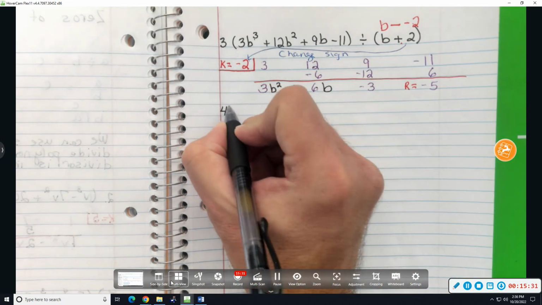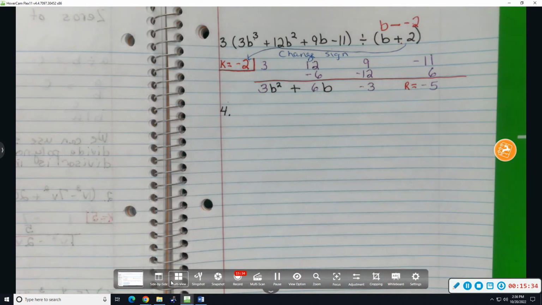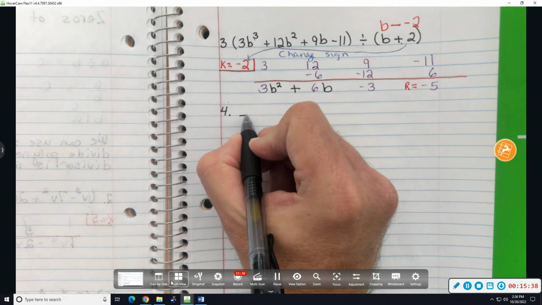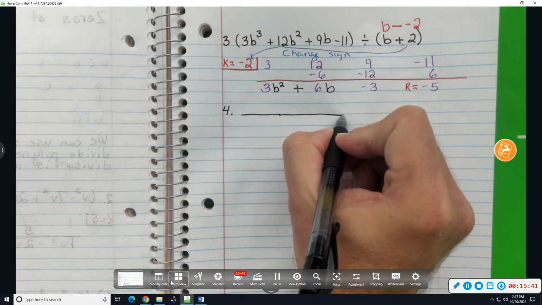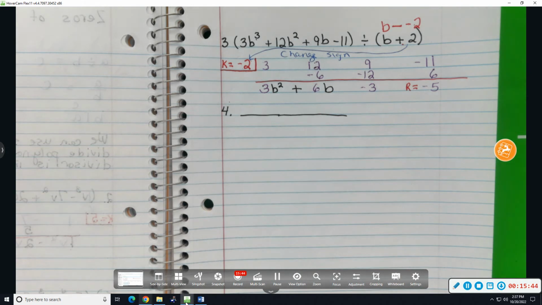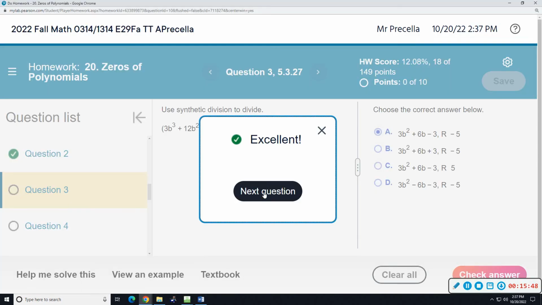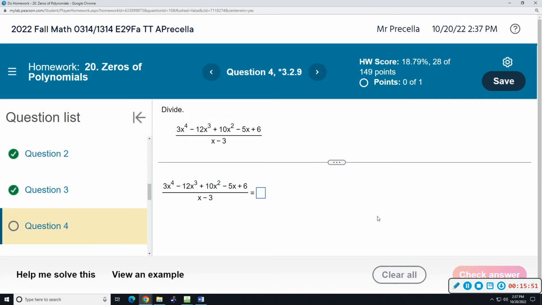Problem 4 looks different just because of the way they have the division written with the big fraction bar. Are you ready to do number 4? X to the 4th minus 12x cubed. Oh, wow, this one isn't multiple choice, is it? Plus 10x squared minus 5x plus 6, divided by x minus 3.